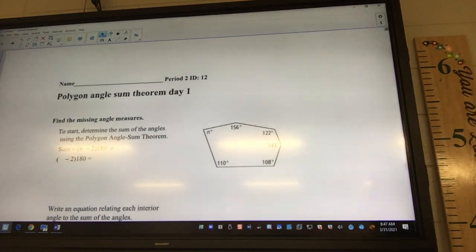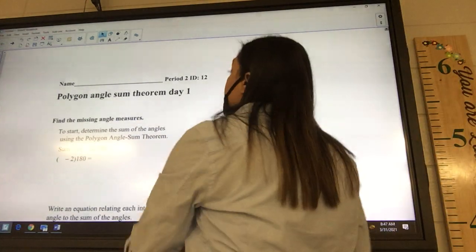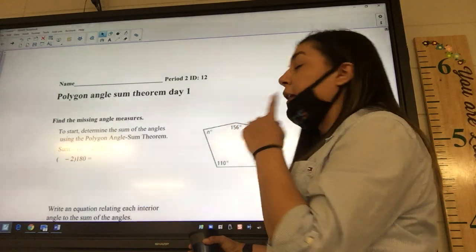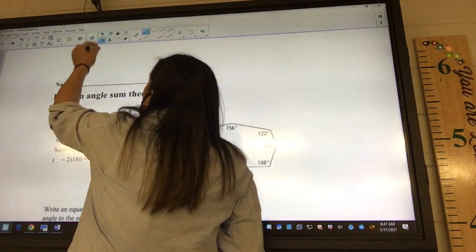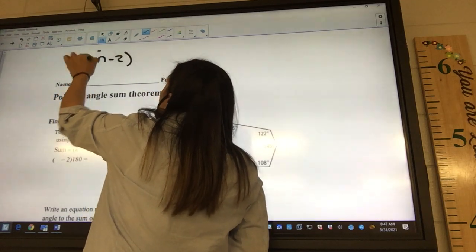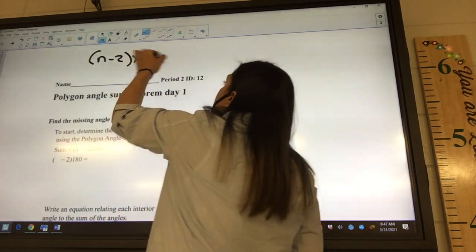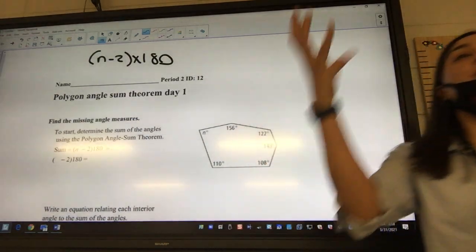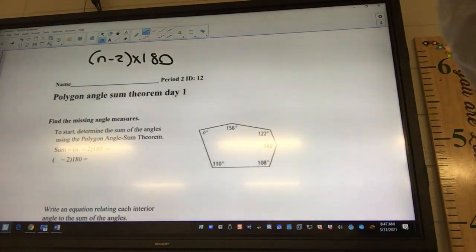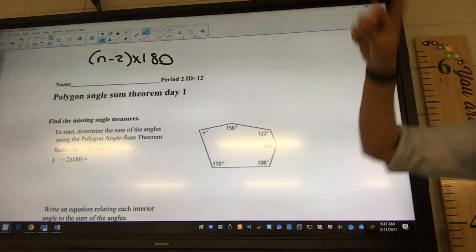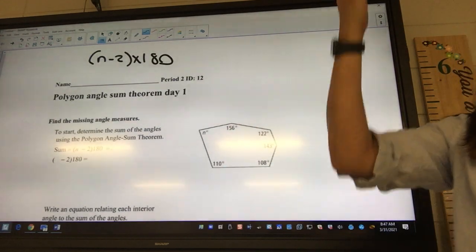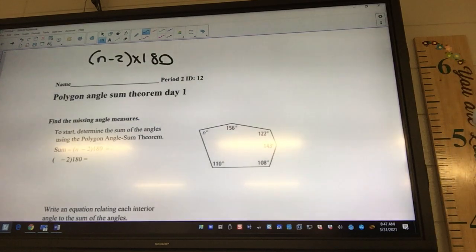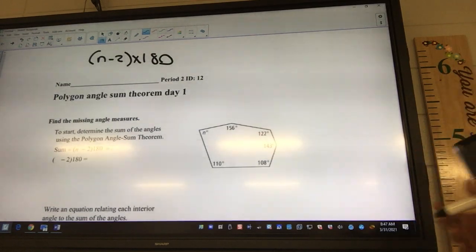What is the general formula to find the sum of polygons? N minus 2 times 180. This formula gives you the total sum of all of the pieces on the inside. If it's 5 pieces, there would be 5 angles. If it's 10 pieces, there's 10 angles. Essentially you're adding them all up and it gives you all the angles. So that's the theorem.